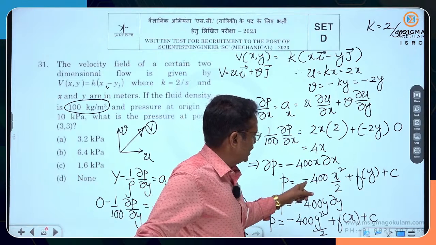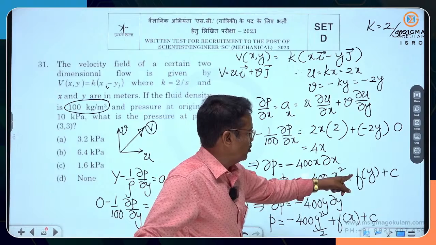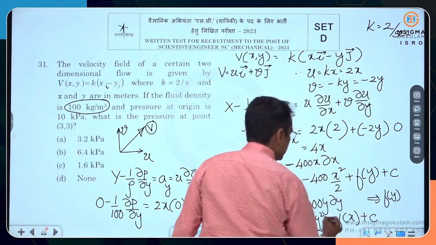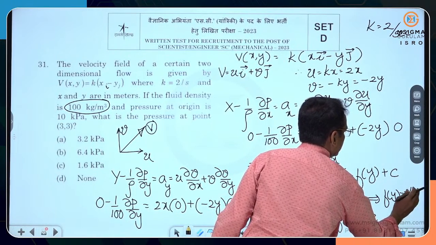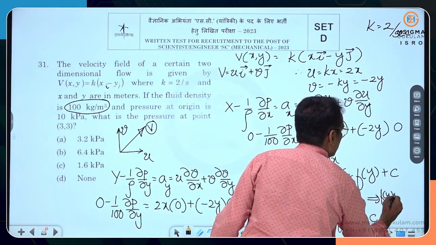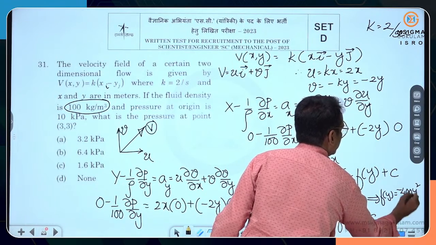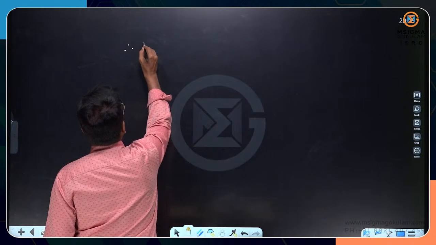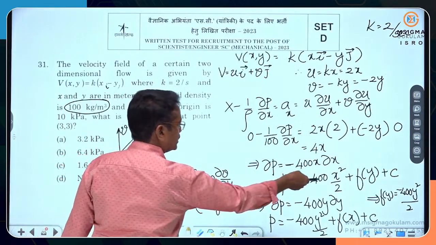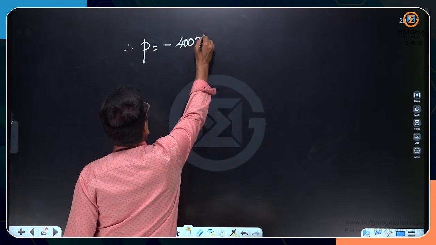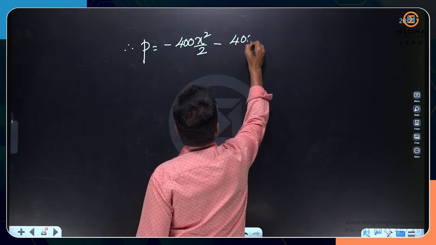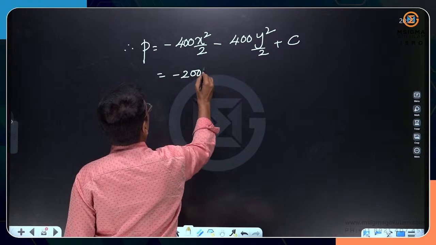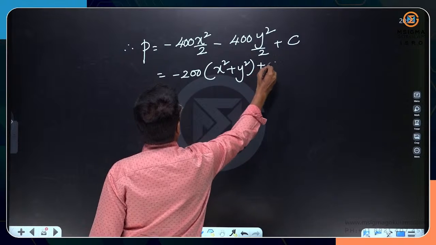So by comparing these two, I can say that P will be minus 400 x square by 2 plus f of y. This f of y will be minus 400 y square by 2 by comparing these two. So we got the function pressure P. Therefore P will be minus 400 x square by 2 minus 400 y square by 2 plus constant. That becomes minus 200 into x square plus y square plus c.